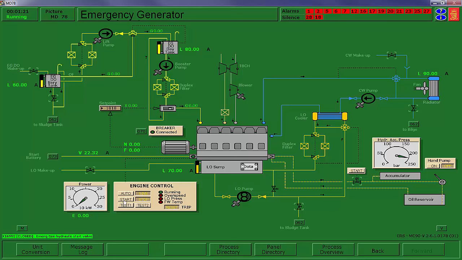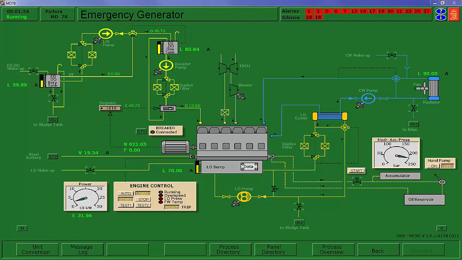I'm going to go to its engine control panel, hit the start button. We'll turn the sound off. We don't need the sound. I hear it coming up. All right. So the generator's up to speed.